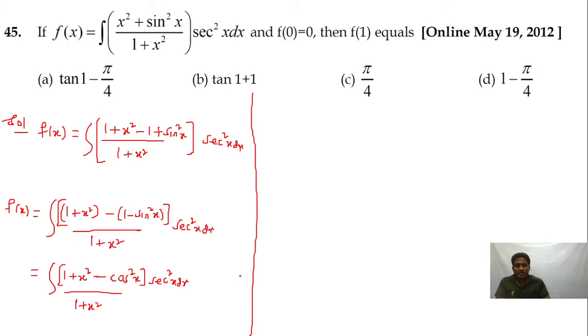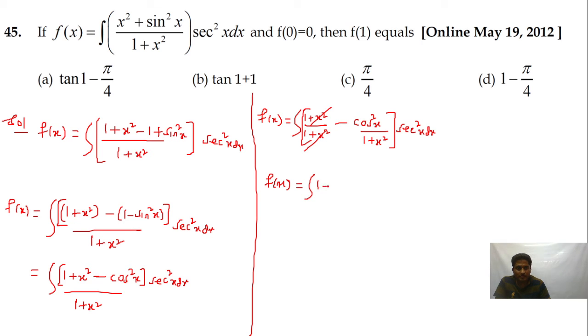Now this can be written as f of x is equal to integration of 1 plus x square upon 1 plus x square minus this is cos square x upon 1 plus x square. Take this in a bracket and then you get this is sec square x. Anyways, this will get cancelled. You get fx is equal to integration of 1 minus cos square upon 1 plus x square into sec square x dx.